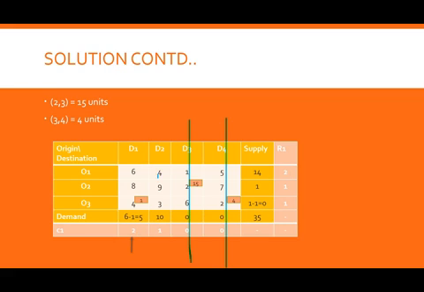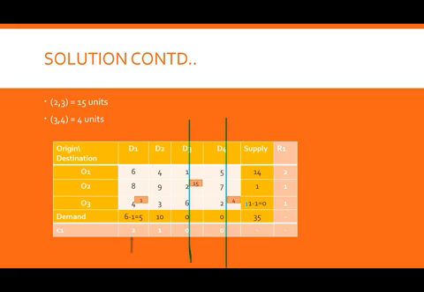So the least cost when I go here is 4. The least cost when I go here is also 4. Arbitrarily you can pick any. So I will pick here. Okay. So I make an allocation of 1 unit.